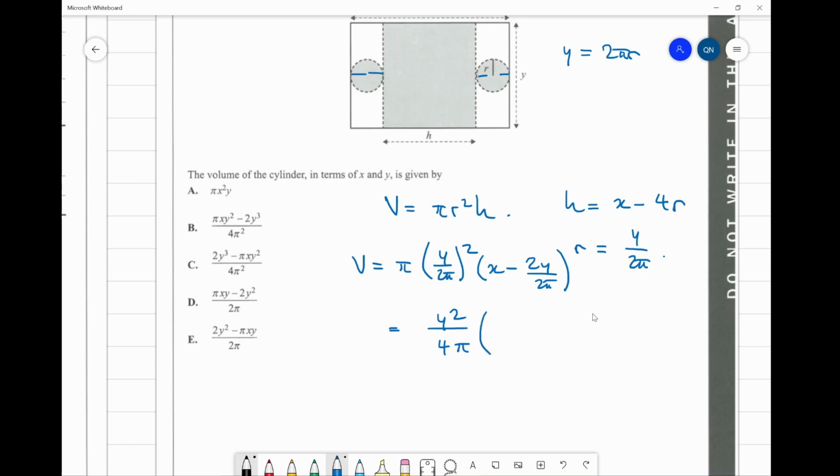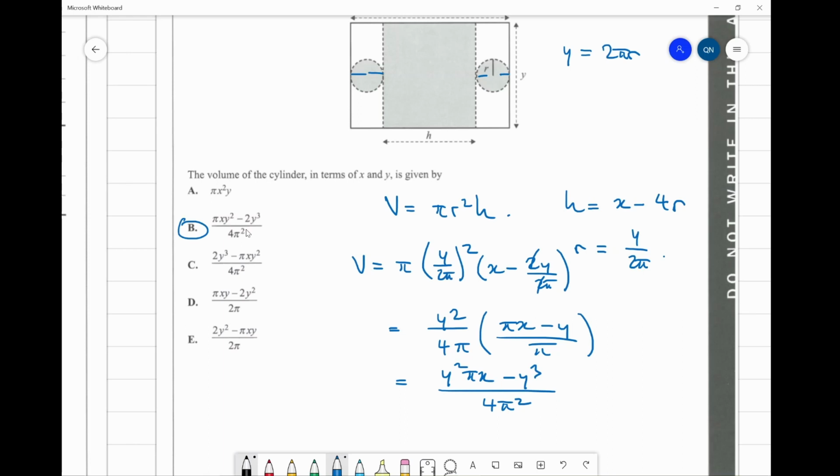And then this is multiplied by, I'm going to rewrite x as 2 pi x over 2 pi, and then minus 2y over 2 pi. Actually, why on earth did I do that? Because the 2's are going to cancel. So 2 2's will cancel, and we have x pi minus y over pi. Okay, so this is going to give us y squared, pi times x, minus y cubed, over 4 pi squared. So it looks like option B, because we have a y squared pi x, minus 2y cubed.